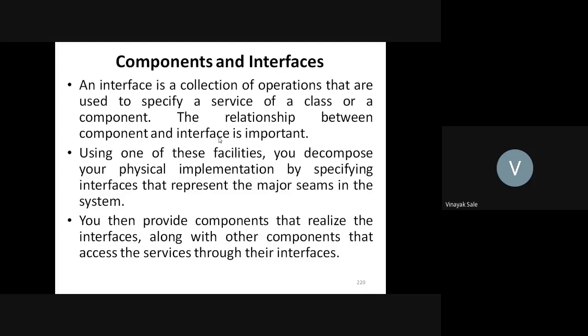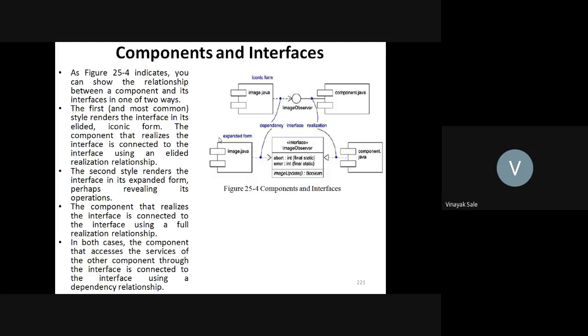An interface is a collection of operations that are used to specify a service of a class or component. The relationship between a component and an interface is important. Using one of these facilities, you decompose your physical implementation by specifying interfaces that represent the major seams in the system. You then provide components that realize the interfaces, along with other components that access services through their interfaces. This figure shows the relationship between components and interfaces.